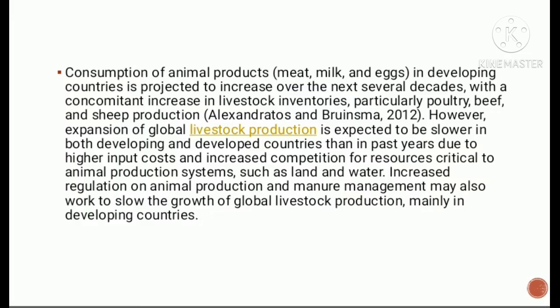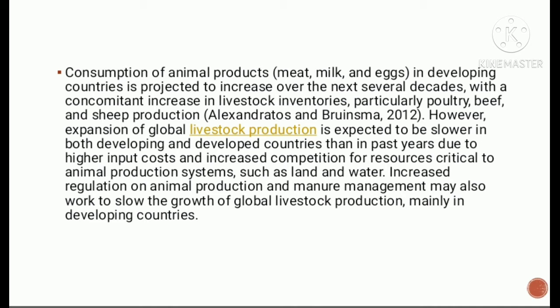Consumption of animal products such as meat, milk, and eggs in developing countries is projected to increase over the next several decades, with a concomitant increase in livestock inventories, particularly poultry, beef, and sheep production. However, expansion of global livestock production is expected to be slower in both developing and developed countries than in past years due to higher input costs and increased competition for resources critical to animal production systems such as land and water.